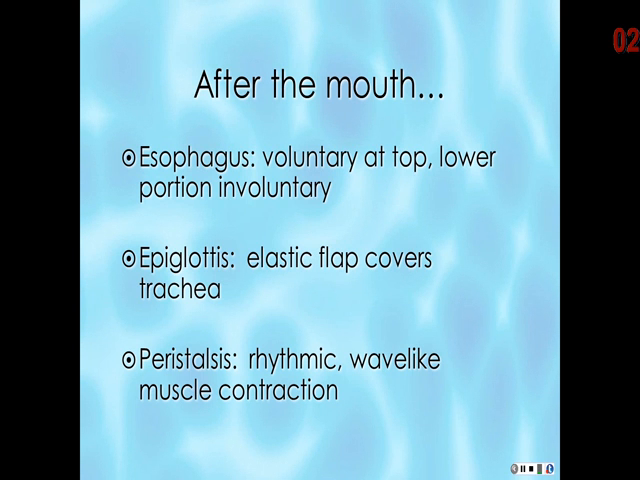The epiglottis is the elastic flap that covers the trachea. This keeps food from going down the airway. The action of the epiglottis is poorly coordinated in babies and in the elderly, causing a greater risk of choking.